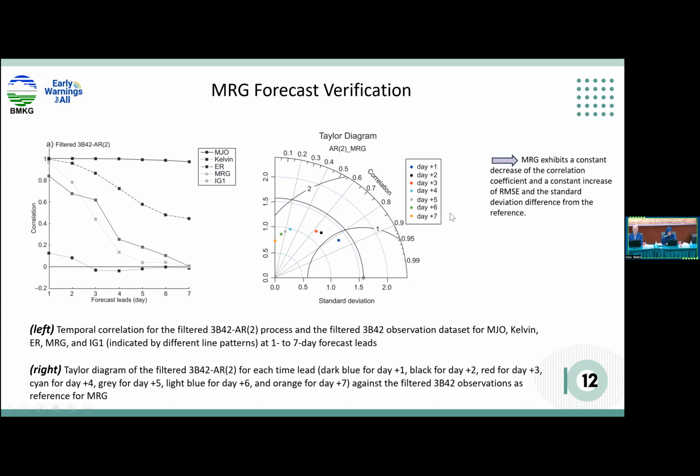And mixed Rossby-Gravity exhibits a constant decrease of the correlation coefficient and a constant increase of... sorry, I think I put the wrong conclusion, but this is the information about the figure. From this graph, we can see that the method still gives us a better forecast until day +3.